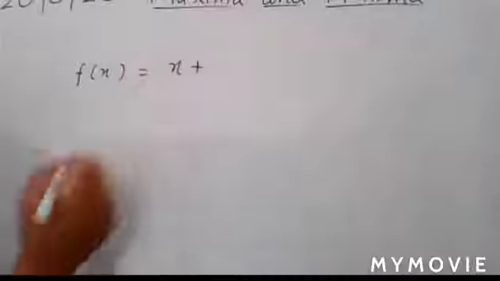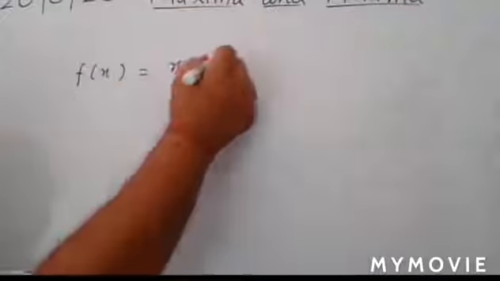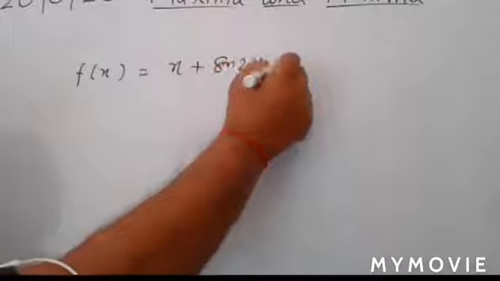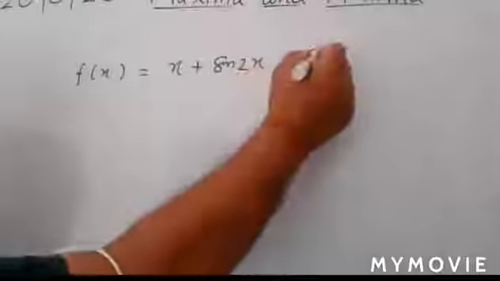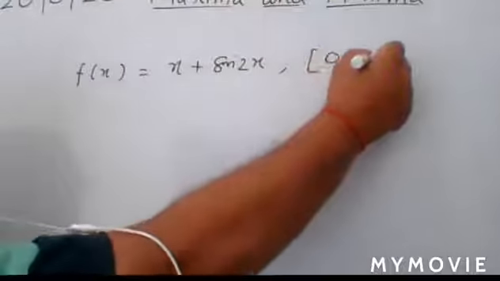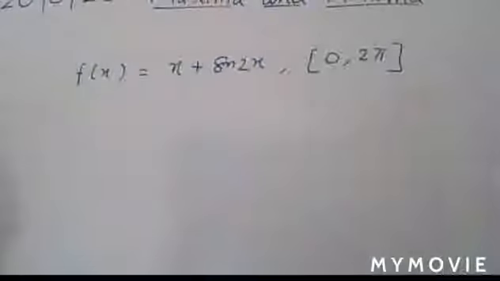Yes, right. Next question. Find the maximum and minimum values of f(x) is equal to x plus sin 2x in the closed interval 0 to 2 pi. You have to find the maximum and minimum value of f(x) in the closed interval 0 to 2 pi. So here you have a closed interval, so you have to find its absolute maximum value.